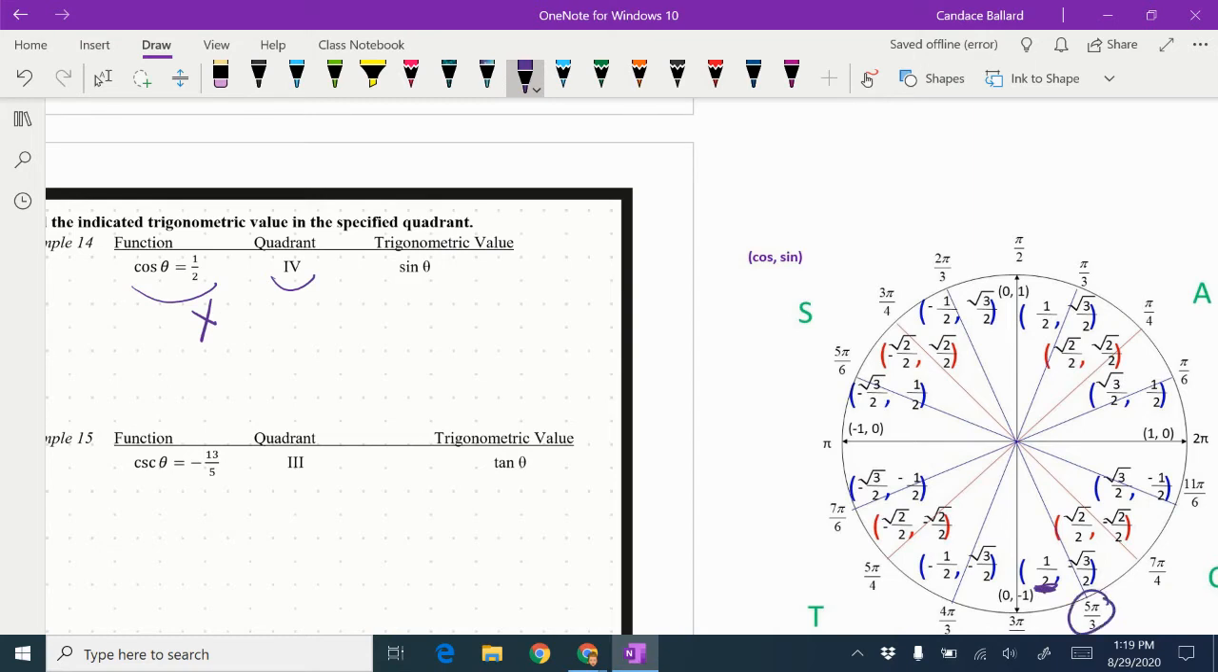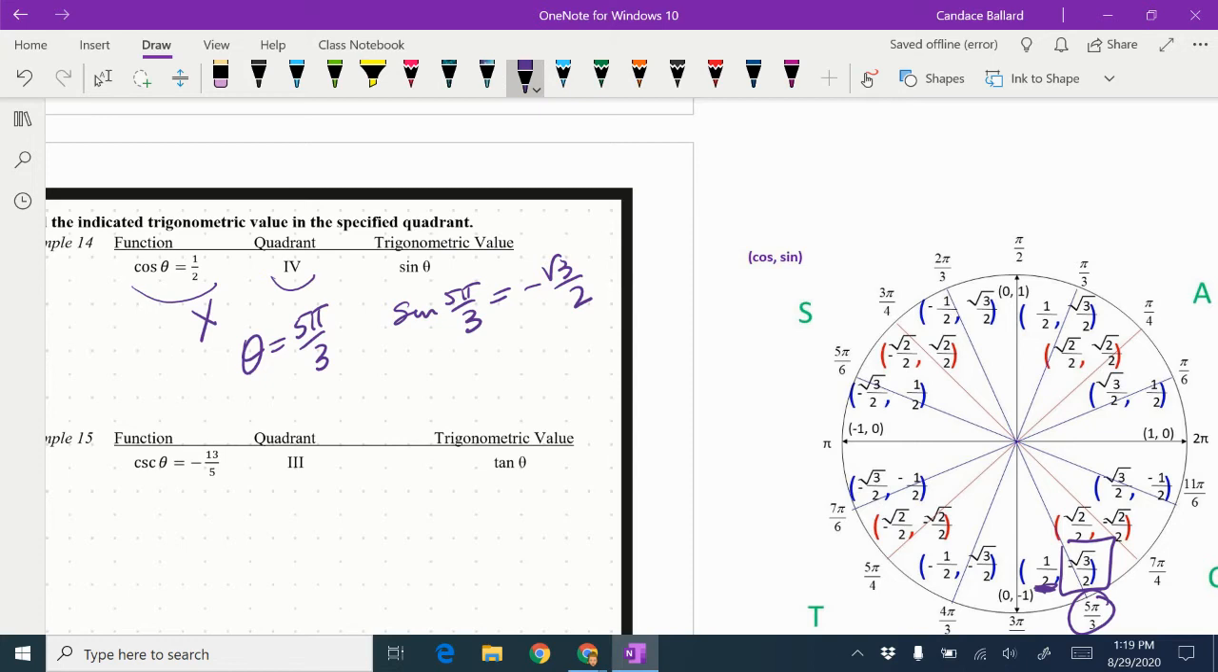That means I know I am doing the theta. They didn't ask me for the theta, but I know that the only place where it's 1/2 is at 5 pi over 3. They want me to find the sine of that angle. So the sine of 5 pi over 3, which was the missing theta, equals negative square root of 3 over 2.